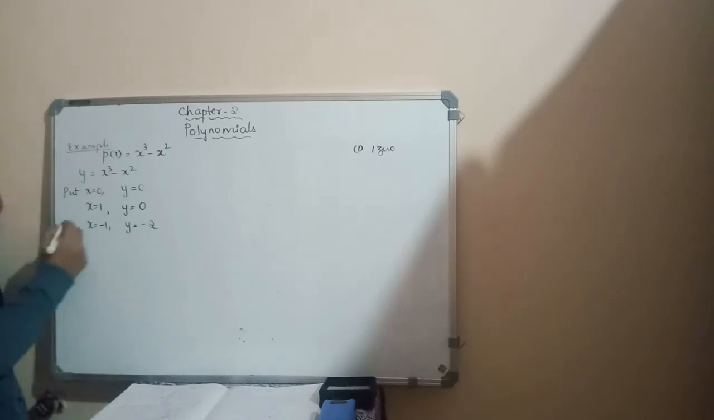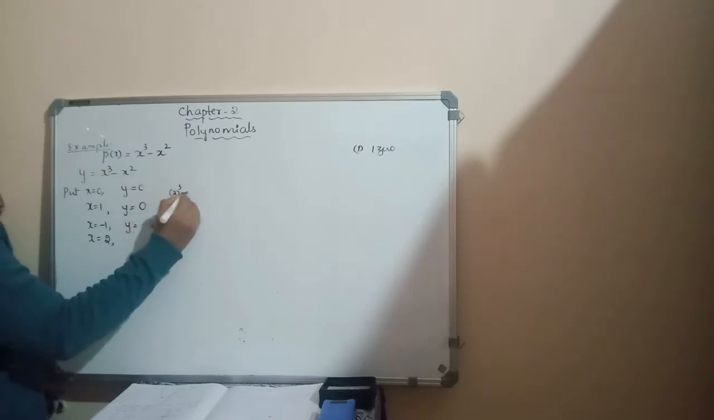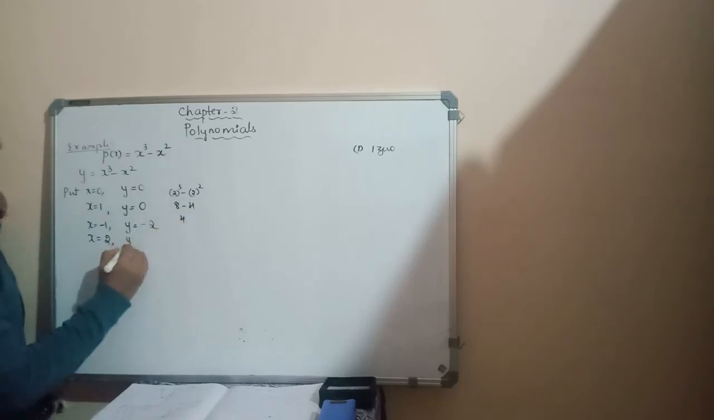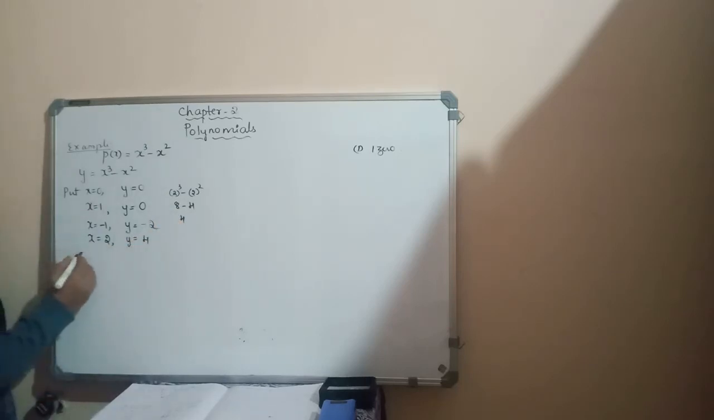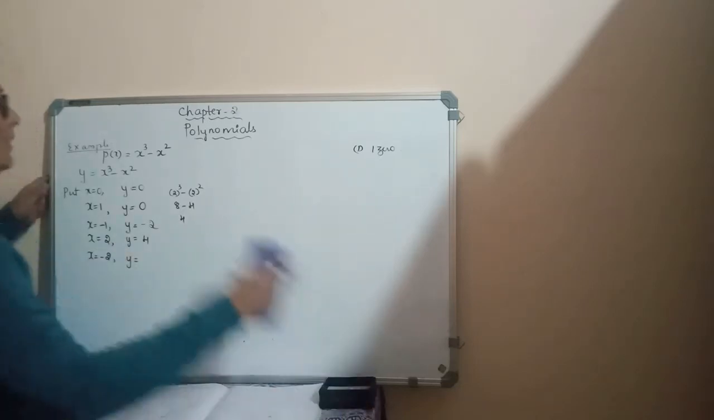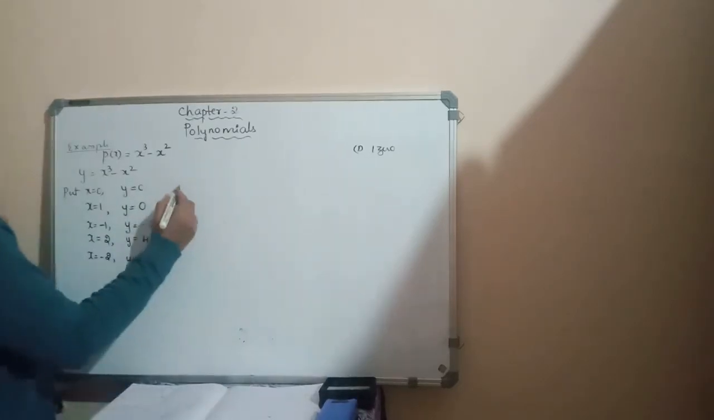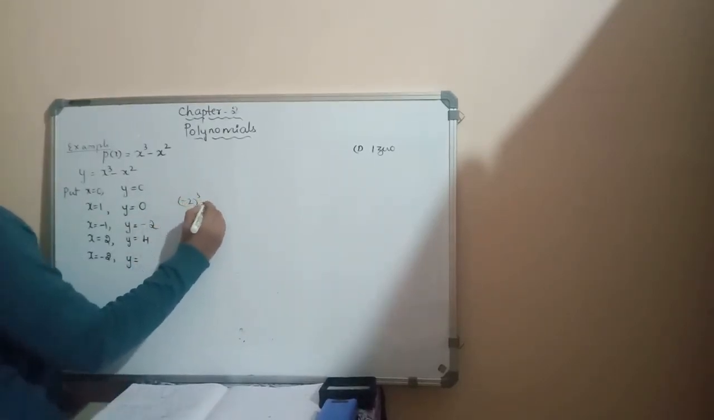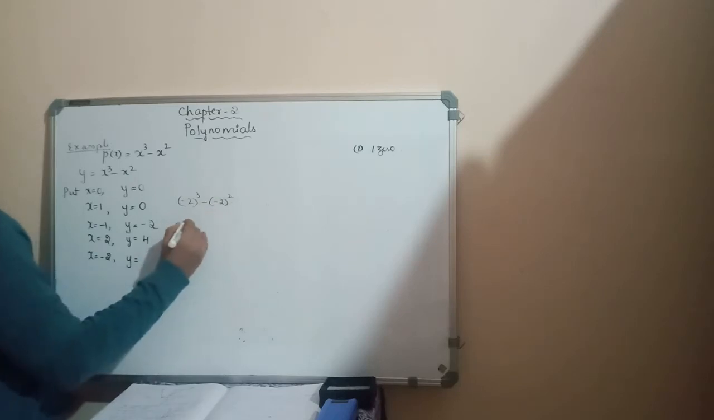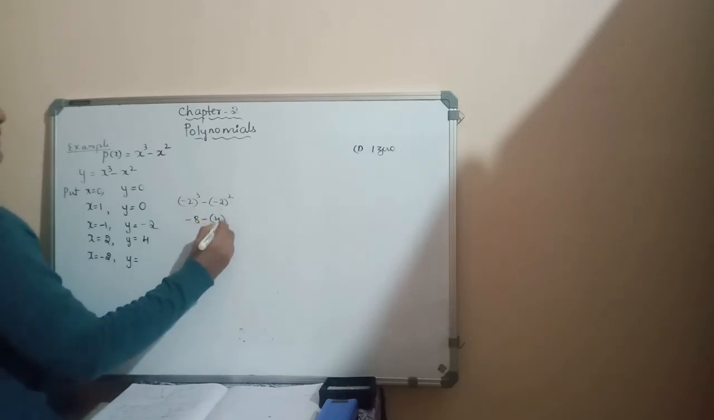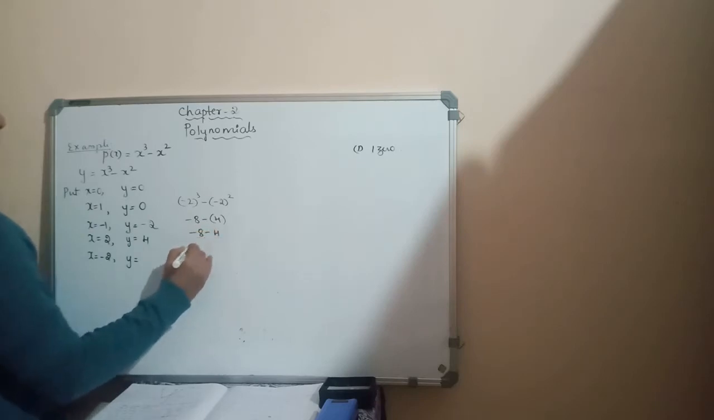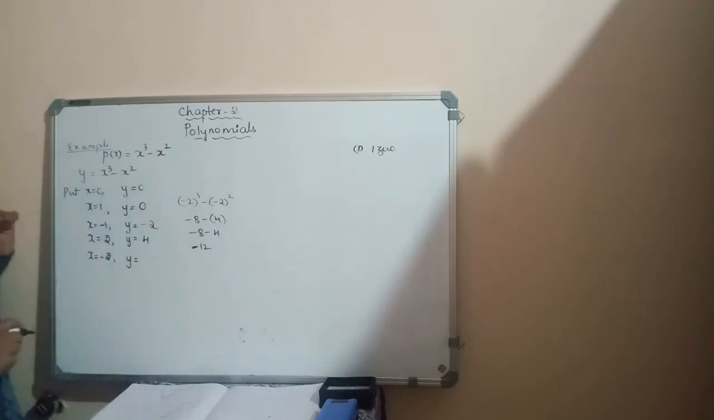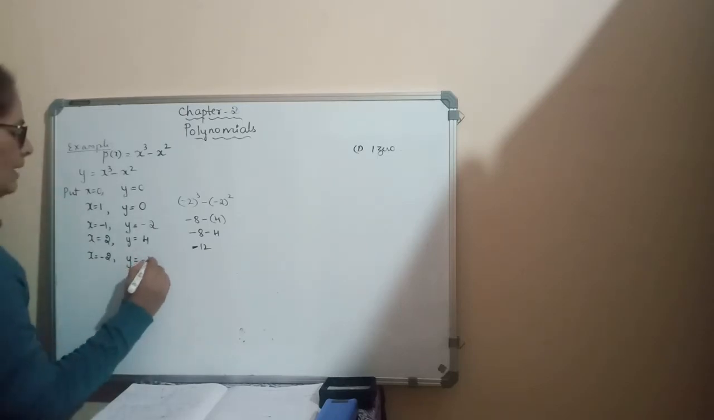If you take x as 2, then you will get 2 cube minus 2 square. 2 cube is 8. Minus 4, which is 4. So, y equals 4. If you take x as minus 2, then y equals minus 2 whole cube minus of minus 2 whole square. So, which is minus 8. 2 square is 4. So, minus 8 minus 4, which is minus 12. So, y is minus 12.